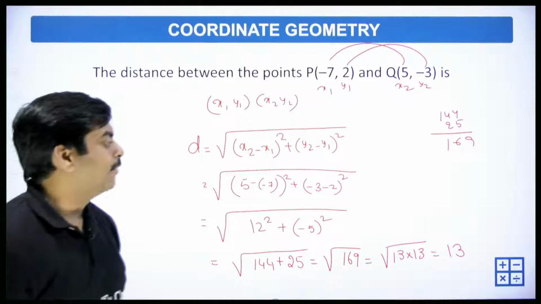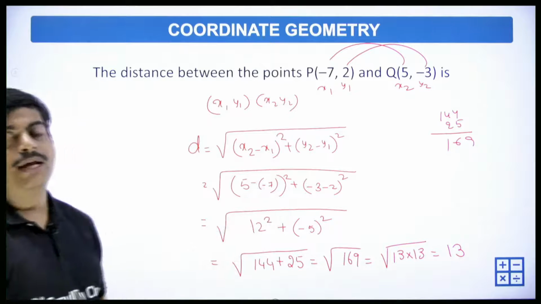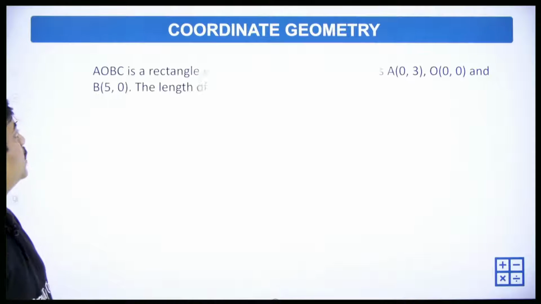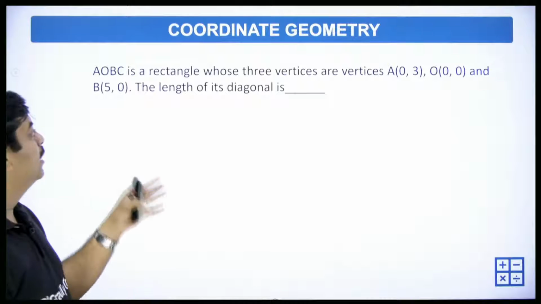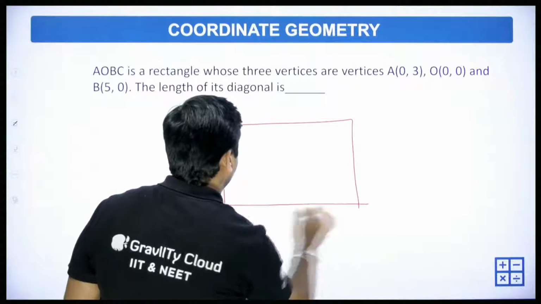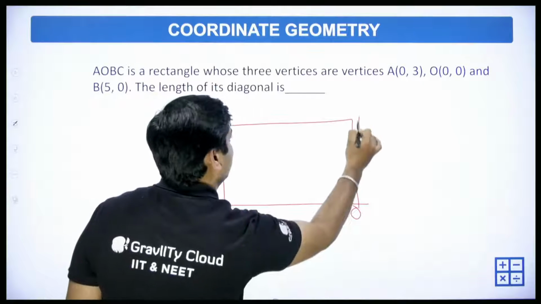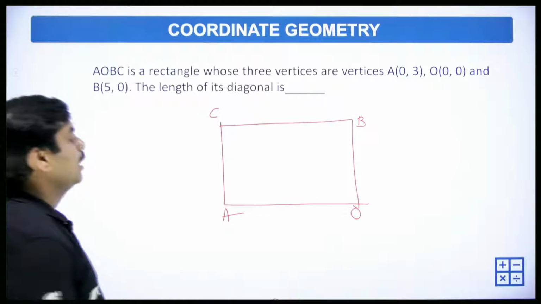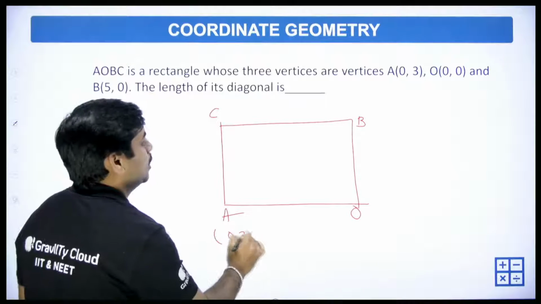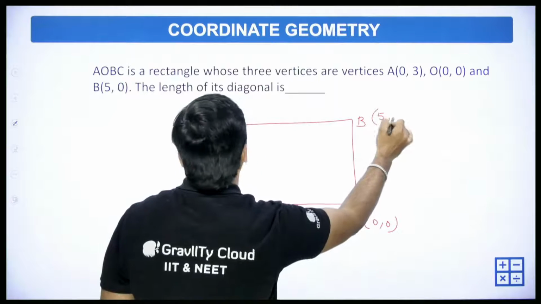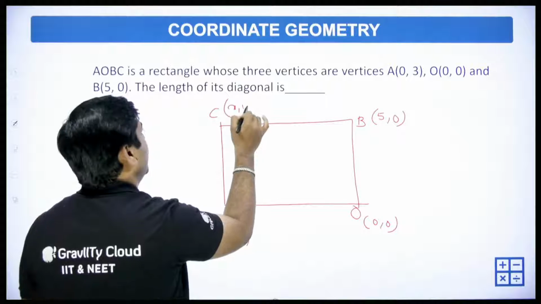Okay, so moving ahead with the next question. Please quickly copy this one. So let's try to go for the next question, right? AOBC is a rectangle. Let me draw a rectangle first of all. AOBC is a rectangle whose 3 vertices are A (0, 3), O (0, 0) and B (5, 0). We don't know what is C, x, y.